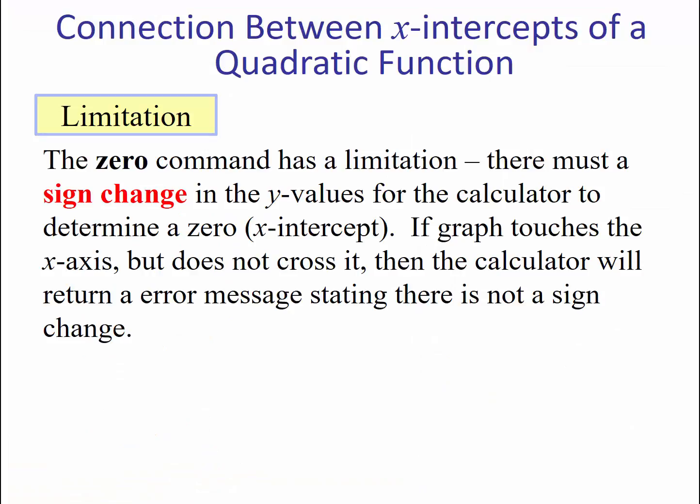Limitation. The 0 command has a limitation. There must be a sign change in the y values for the calculator to determine a 0. And again, a 0 is the same thing as an x-intercept. If the graph touches the x-axis but does not cross it, then the calculator will return an error message saying that there is not a sign change. So let's look at an example of this.